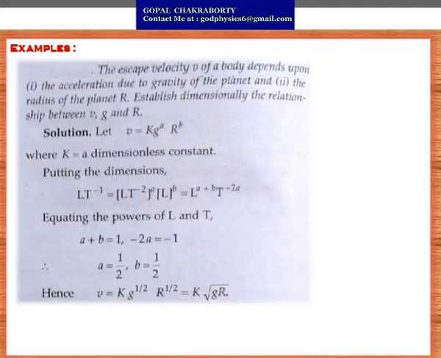Here is another example: the escape velocity v of a body depends upon the acceleration due to gravity of the planet and the radius of the planet, capital R. So how can you find the relation? You just put v equals k g^a R^b, and then substitute the dimensions. On the left hand side it is [LT^-1], on the right hand side it is [LT^-2] whole to the power a and [L] whole to the power b. That equals L^(a+b) T^(-2a). So comparing the powers of both sides, you will get a equals half and b also half. So that gives v equals k g^(1/2) R^(1/2). That means v equals k under root g R. That is the expression of escape velocity.